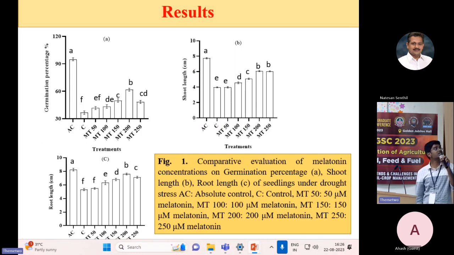Coming to the results, drought stress affected germination percentage, shoot length and root length, whereas melatonin treatments improved those parameters. Among different melatonin concentrations, 200 micromolar showed better performance, whereas there was no significant difference between control and 50 micromolar of melatonin, that is MT50.